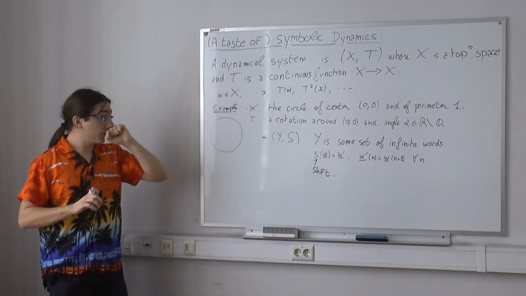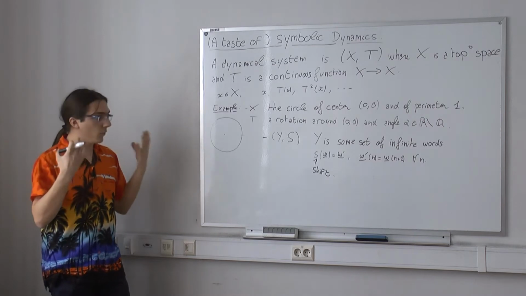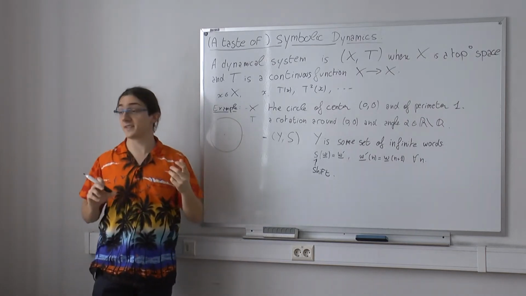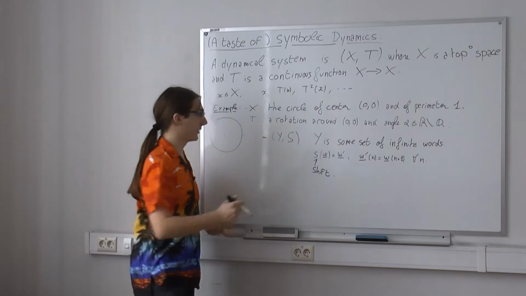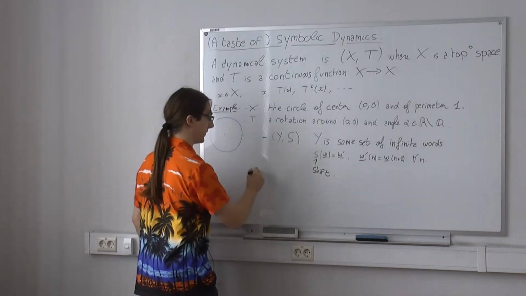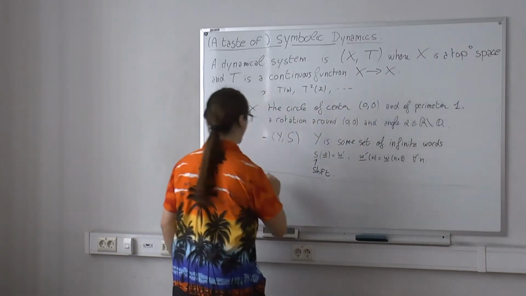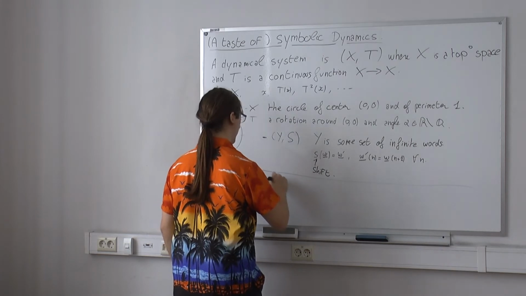So what could be the topology? Actually, the simplest way to give a topology is just to give a distance. Like I have two words. The notation will clash a little bit, but I have two infinite words, w and w'.